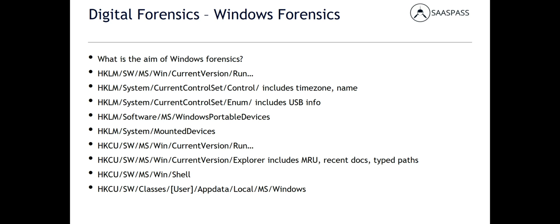This information is hidden or included, let's say, in the HKLM System CurrentControlSet Enum, HKLM Software Microsoft Windows Portable Devices, and HKLM System MountedDevices settings. The System MountedDevices settings actually have a list of all mounted devices. Network devices are included here. So you can actually get lots of information from those registry entries.